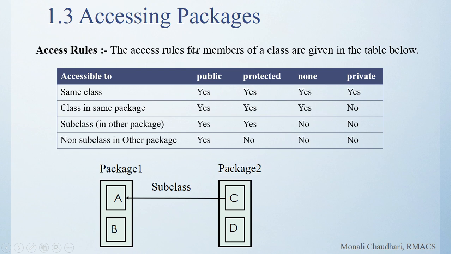So these are the rules which we give as an access specifier, to decide where the class can be accessed. This is called a visibility control mechanism, which can be used for encapsulation or data hiding purposes. So this is about accessing the package. Now we'll see some examples of packages.